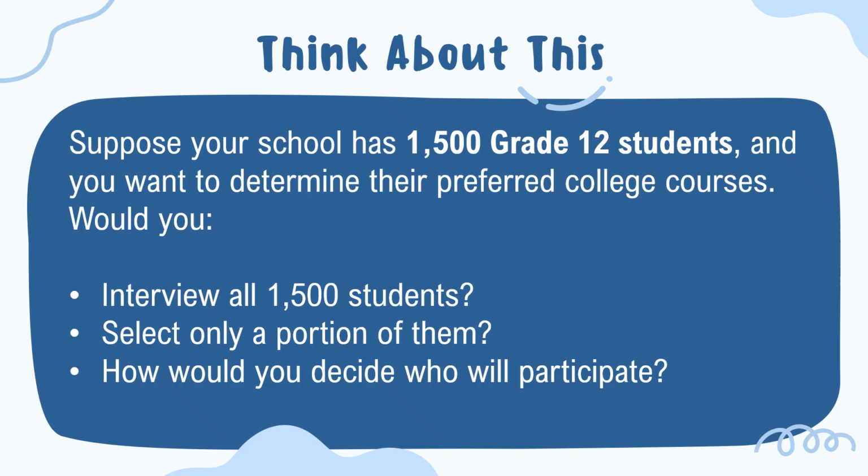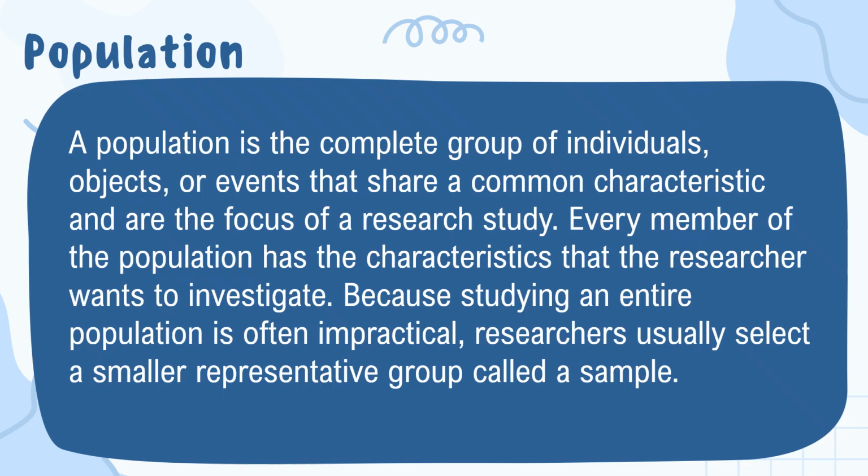If you simply say, I'll choose whoever I want, is that a good research procedure? No, because there could be bias. For example, what if I only choose my friends? My results might show that most students prefer the courses my friends prefer, but that may not represent the entire grade 12 population. So research requires a systematic way of selecting participants, and that brings us to our first important term, which is population.